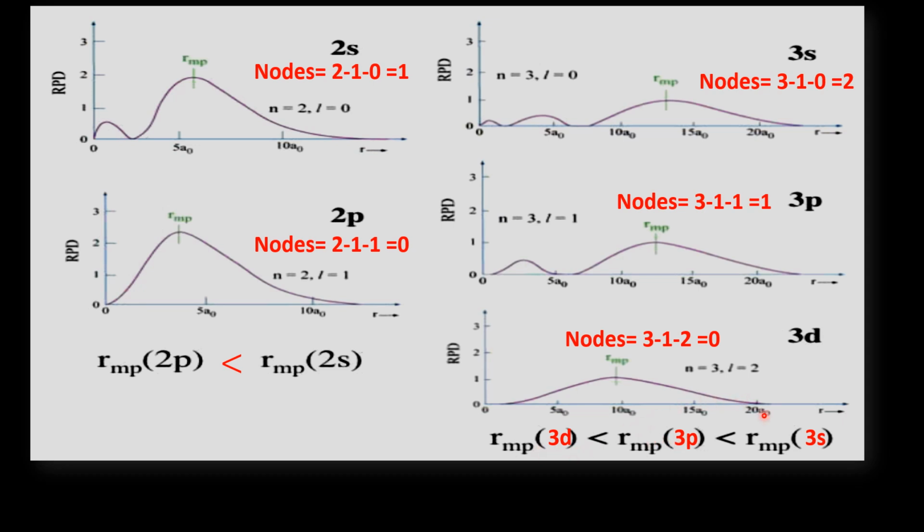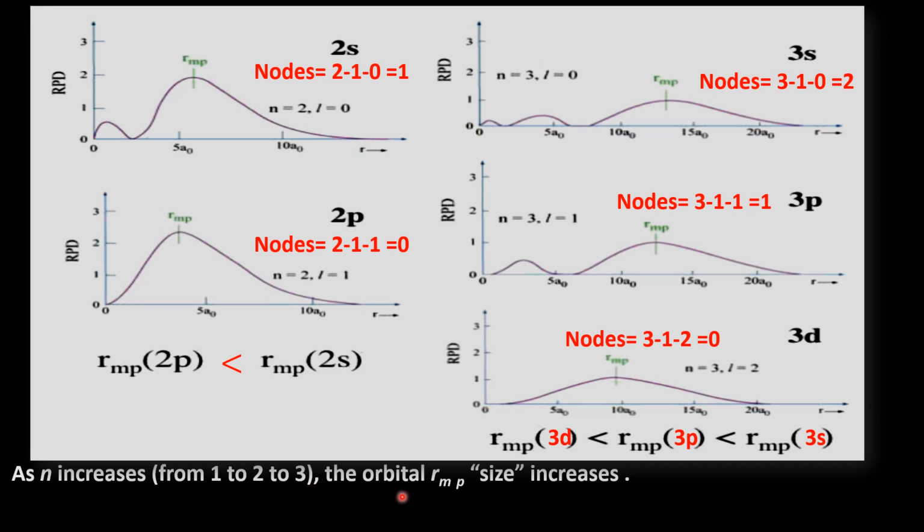For the most probable radius of 3s, you can see that it is between 10a naught and 15a naught. For the 3p, it is near 15a naught. And for 3d, you can see it is at 10a naught. So the most probable radius value of 3d is less than 3p and less than 3s. In the same way you can see the trend in the 2s and 2p orbitals. So as n increases from 1 to 3, the orbital most probable radius size increases.